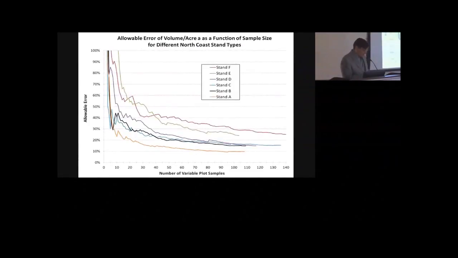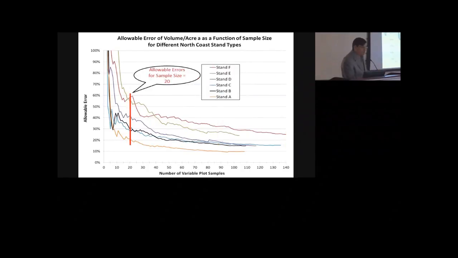So what I've shown you here are the allowable error curves for a variety of coastal North Coast stand types. These stands down here, these are Douglas fir redwood mixes, this gold line and that black line. These next two right here, the blue and the purple, those are redwood stands. And then these two up here are tan oak Doug fir stands. So you can see that the variation is dramatically different depending on what kind of forest type or stand type I'm looking at. We see this over and over again at Green Diamond.